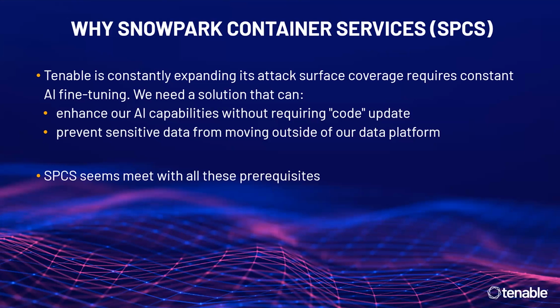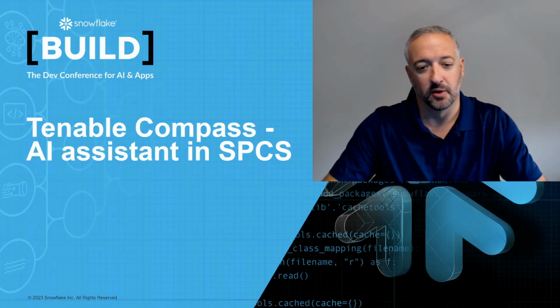The second thing is, because cybersecurity data is so important, we needed to be sure that the data used to train the model is not shared with any third-party services. We need to be sure that the data remains in our data warehouse and never leaves it. For all these reasons, we believe that Snowpark Container Services was the right solution for our needs to empower Project Compass. Now I will hand it over to Rocky for the technical parts, so that you understand a bit more how everything works.